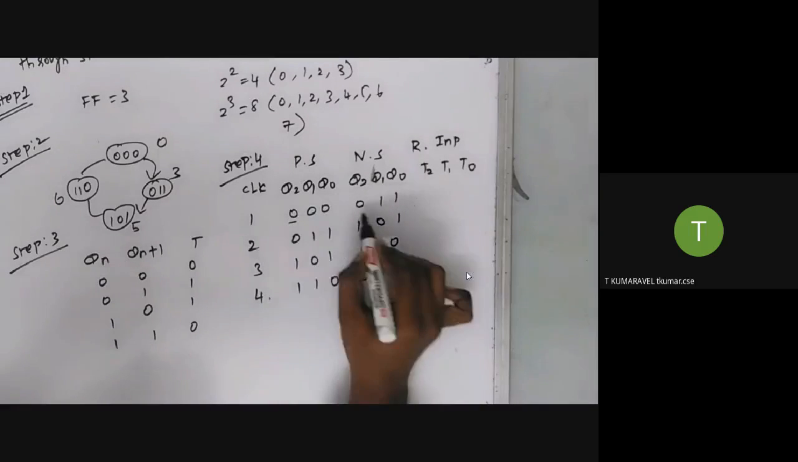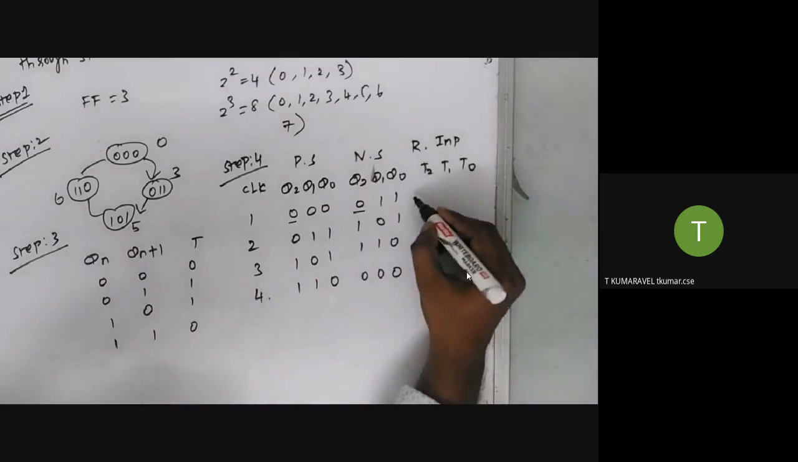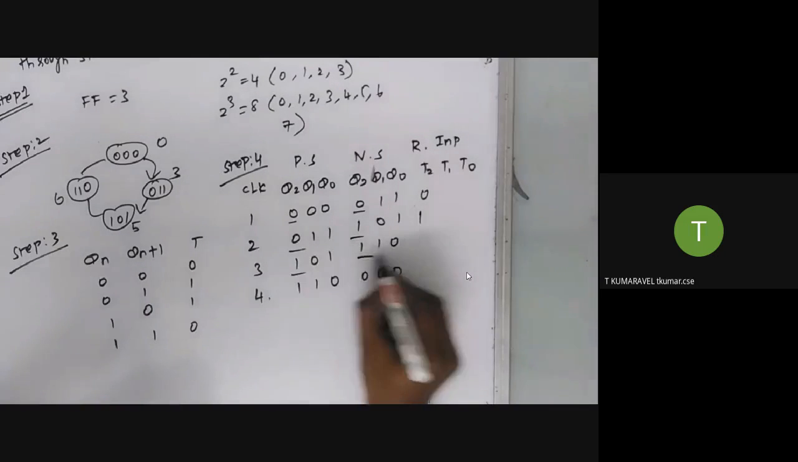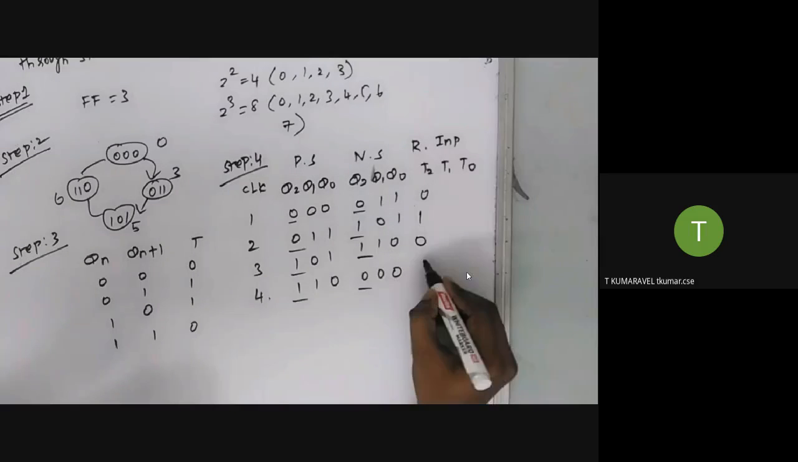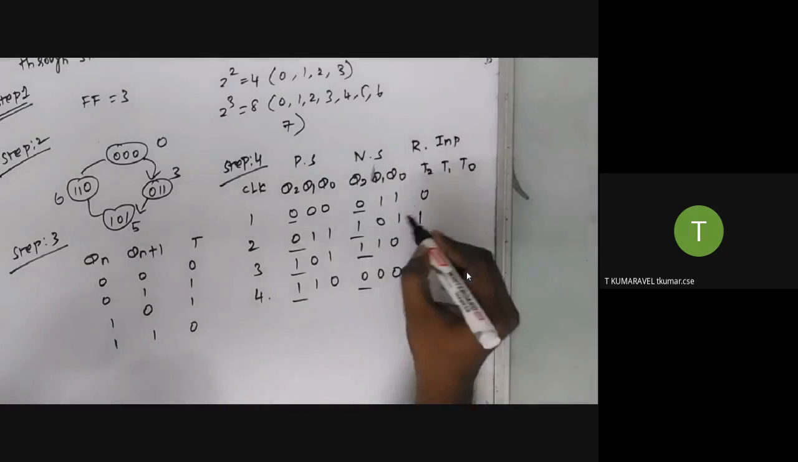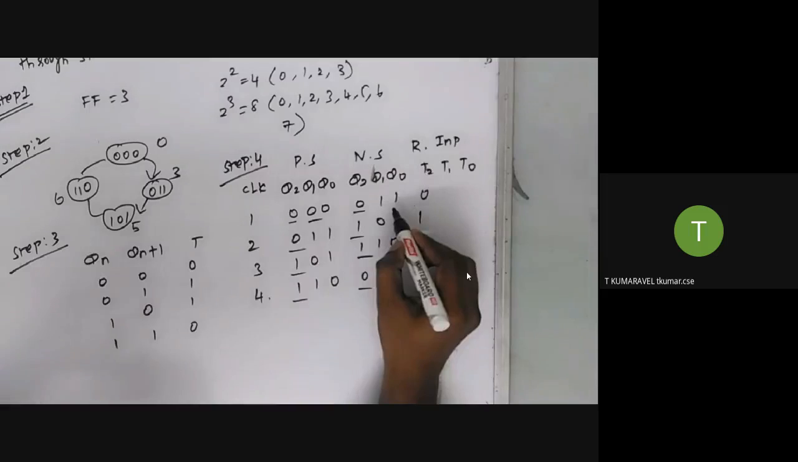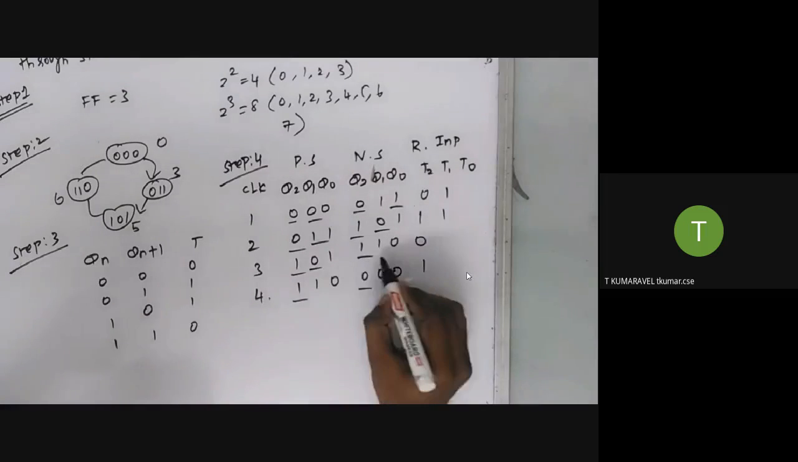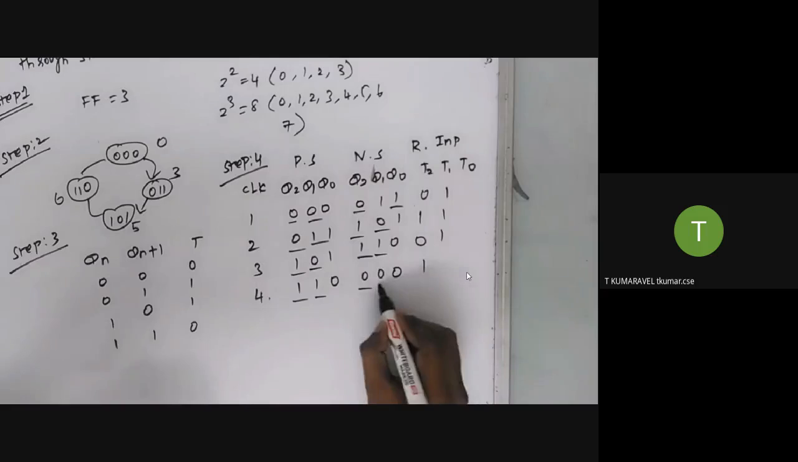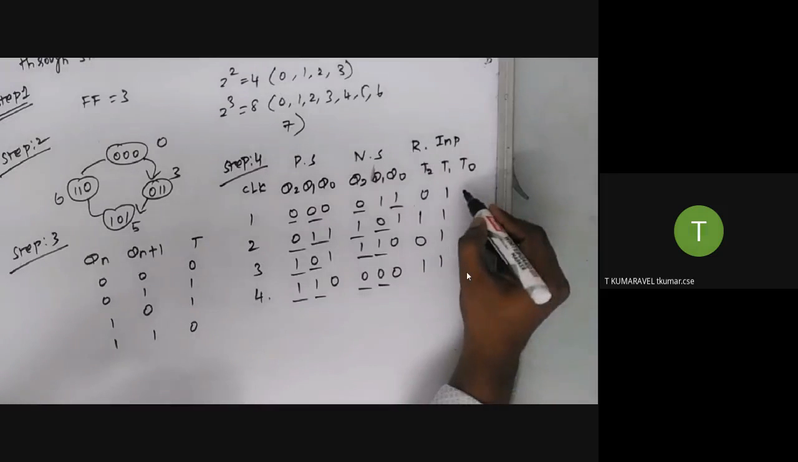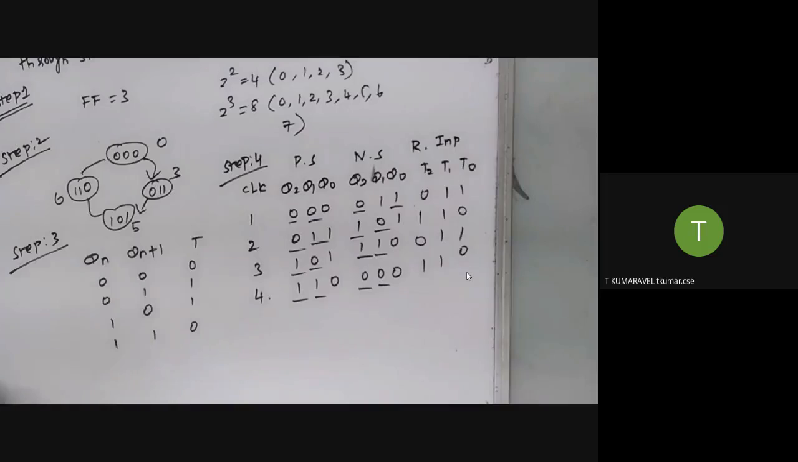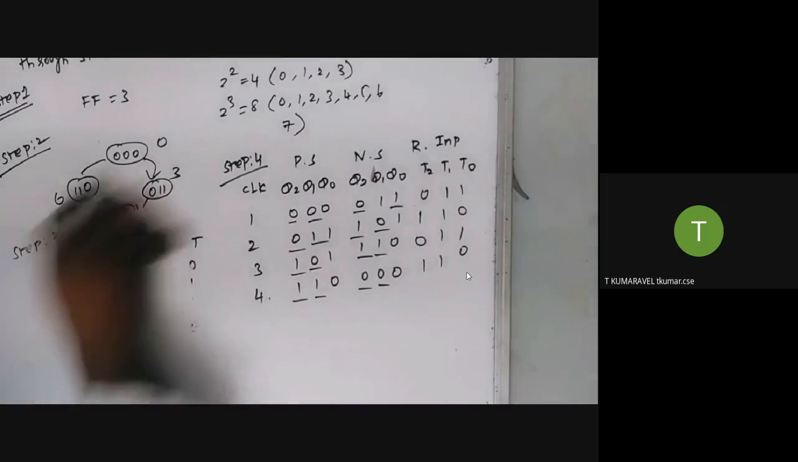So you apply the excitation table. For 0, 0, what is the input? 0. Next, 0, 1, 1 and so on, filling in each case. Then the next case, 1, 1, 0, and so on. Now we have successfully filled up the table.